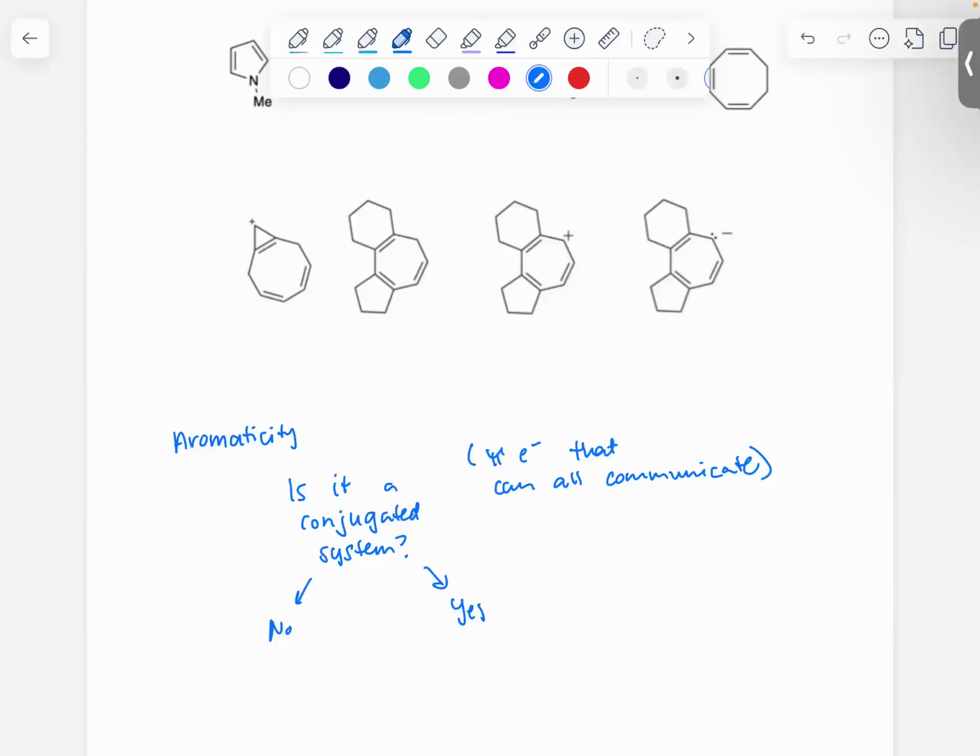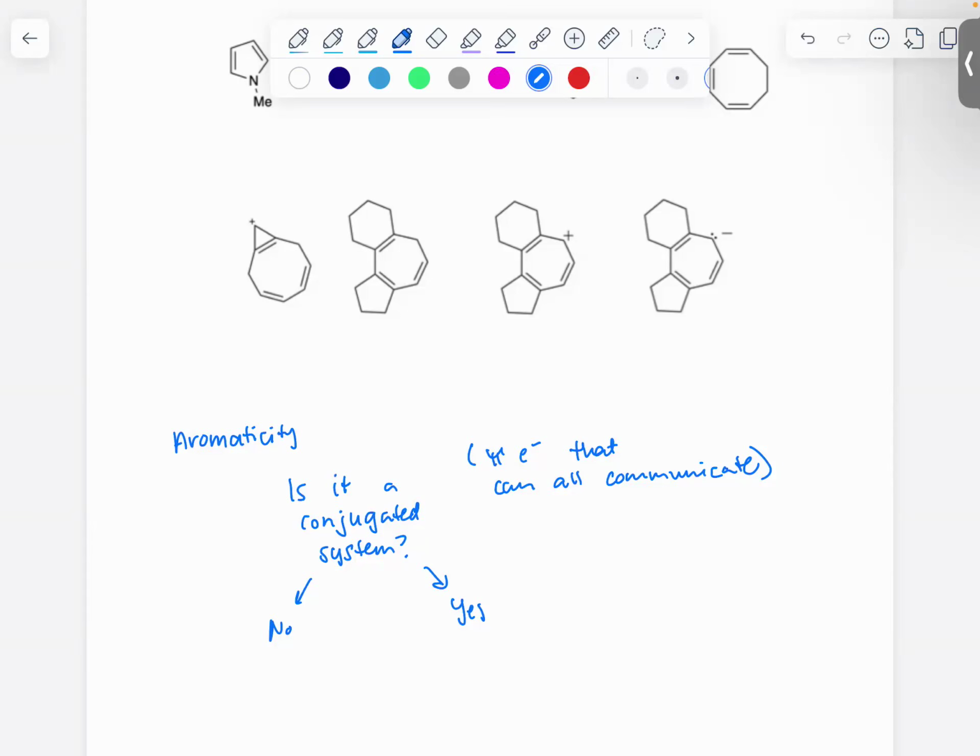I know there was a question on one of the homework questions where the dead center carbon of 3 rings together did not have any pi electrons. So how was that still eligible to be aromatic? It's because on the outside of all the rings, you have that unbroken system.